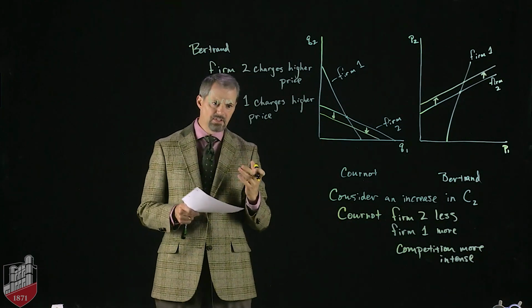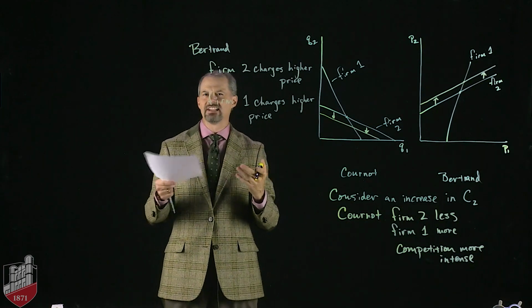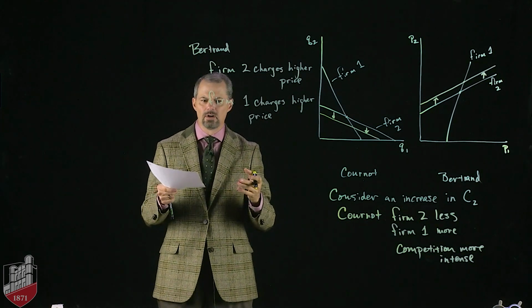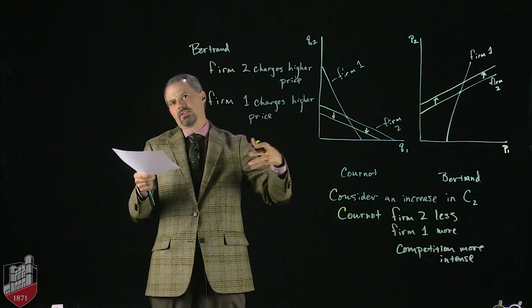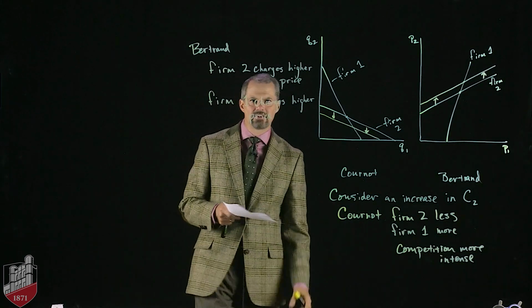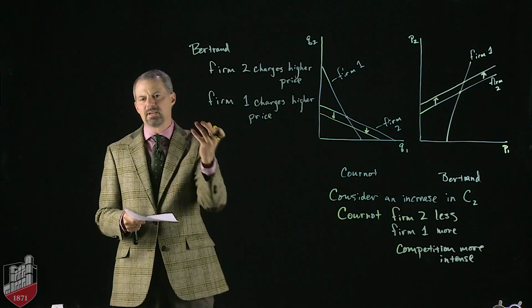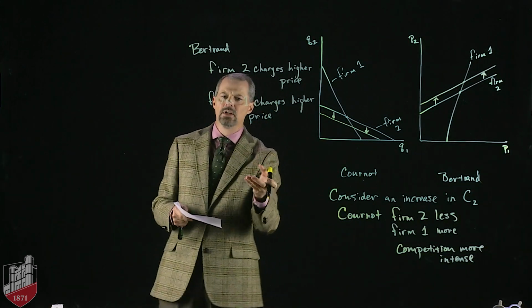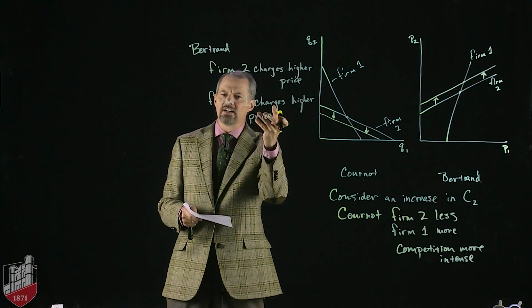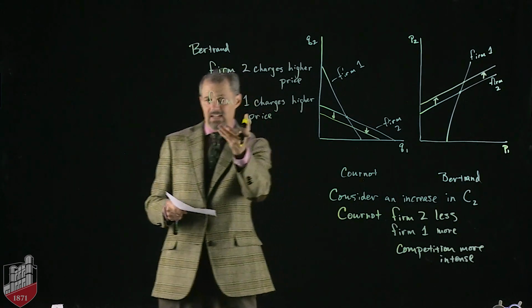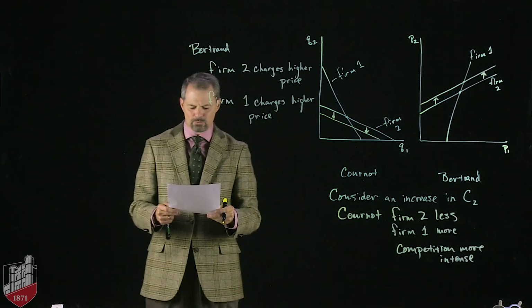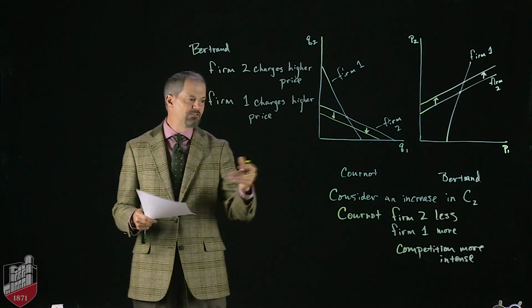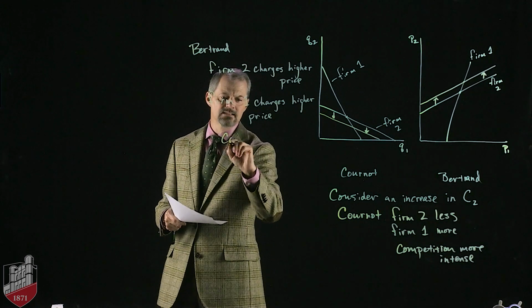In other words, the competition now is less intense. It's not the case that somebody's trying to steal a big chunk of market share. It's that both of them realize that it's become more costly for firm 2 to produce the good. They're going to charge a higher price, and firm 1 takes advantage of that and says, oh, well, if you're charging a higher price, I'll charge a higher price as well. So you have competition less intense.